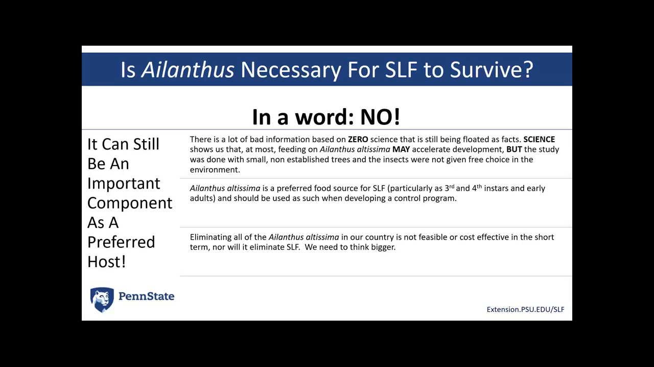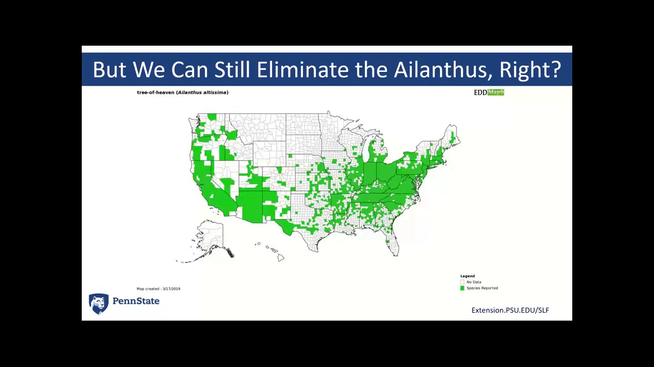It may have an impact on how well they can establish, the ease of establishment. It may accelerate the development, but that study does not prove that, because we only gave them a choice of 4 plants, and there's a whole lot more species out there than just 4 plants in the environment. So we know that it's a preferred food source. Ailanthus altissima, tree of heaven, is a preferred food source, particularly in the 3rd and 4th instars, the early adults, and sometimes right through the end of the adult phase. But eliminating all the ailanthus is not going to be feasible in most areas, not going to be cost effective, and it probably won't eliminate lanternfly.